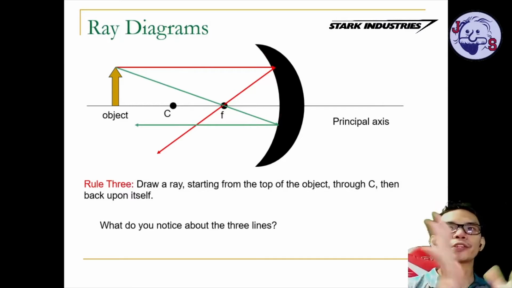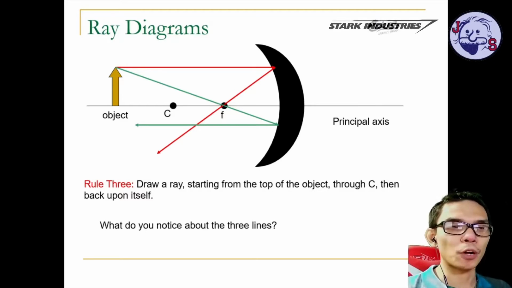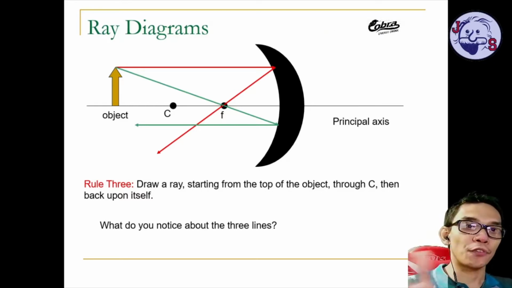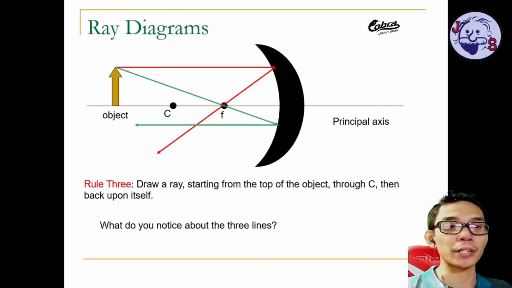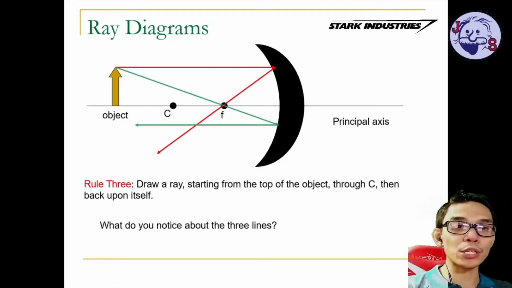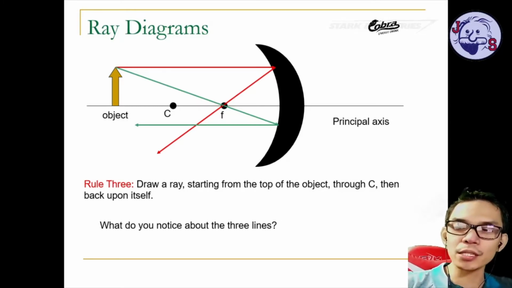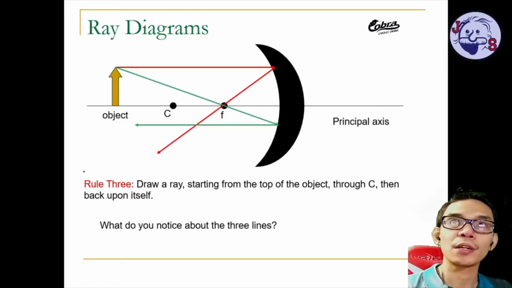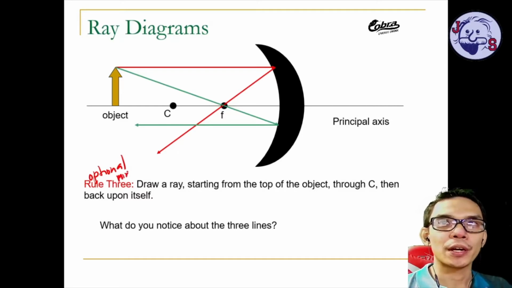All right, so the third line is somewhat optional. As long as you have your first two lines that you have earlier, it's okay. If you want to have this third line, it's okay. This is just optional. There are some situations where you cannot draw the third line. But in this case that we have right here, we can draw the third line. So again, this is optional, only for mirrors.